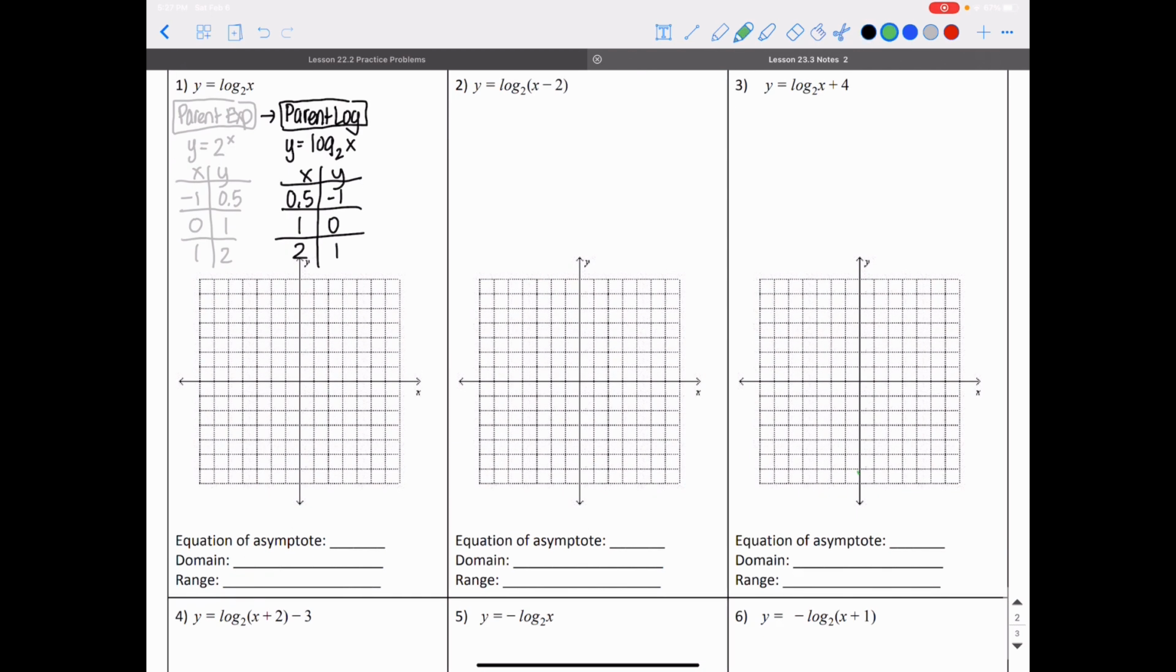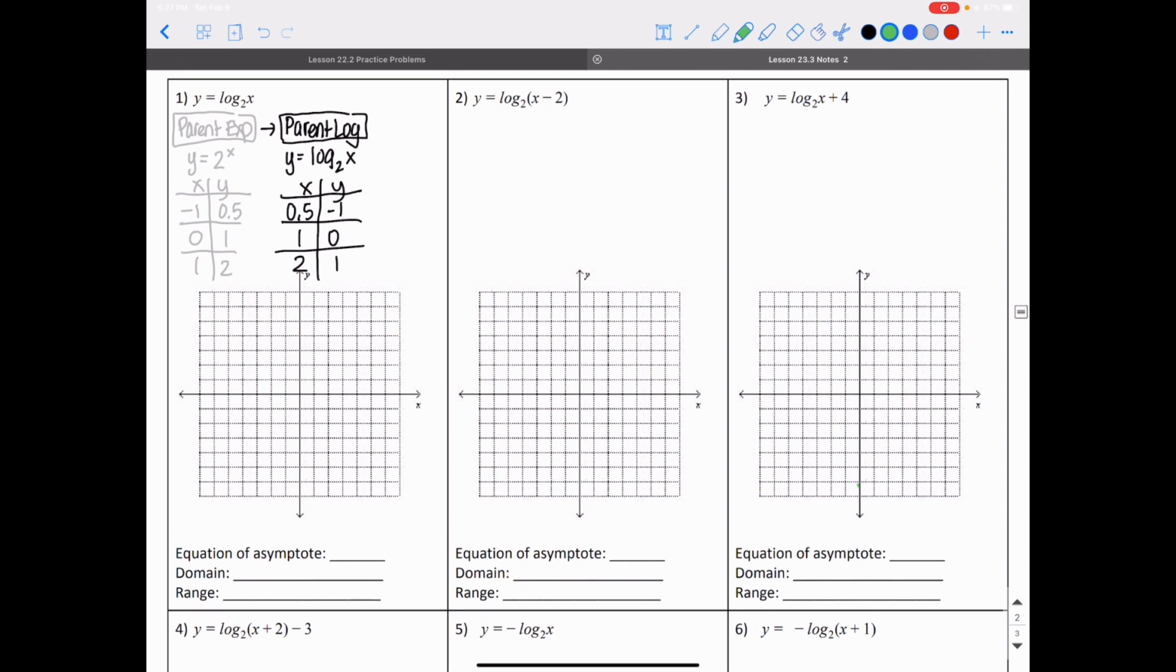I'm going to first decide where my vertical asymptote is, and since there's no horizontal shift, there's nothing happening to that x inside of the logarithm, I know it's going to be at x is equal to 0. I know I have vertical asymptotes for logarithm functions instead of horizontal, so I'm looking at the horizontal shift for them. I'm going to plot 0.5 and -1, 1 and 0, and 2 and 1. And I'm going to connect these, making sure I don't touch that vertical asymptote. The domain is everything from 0 to infinity, and the range is always for logarithm functions, -infinity to +infinity.